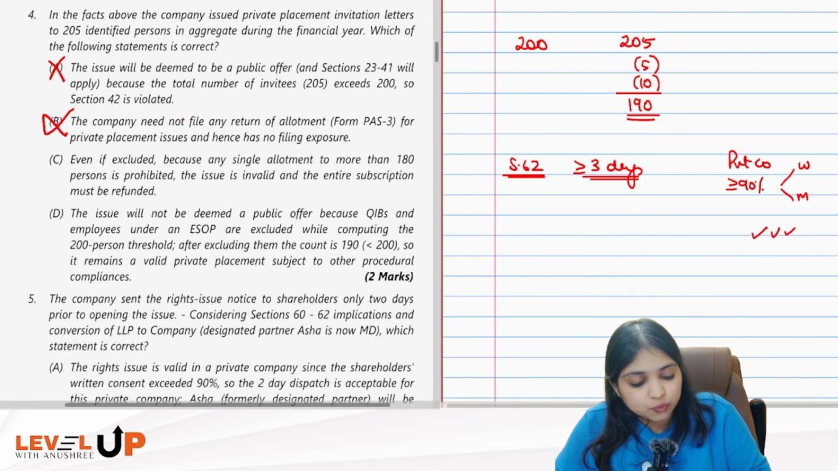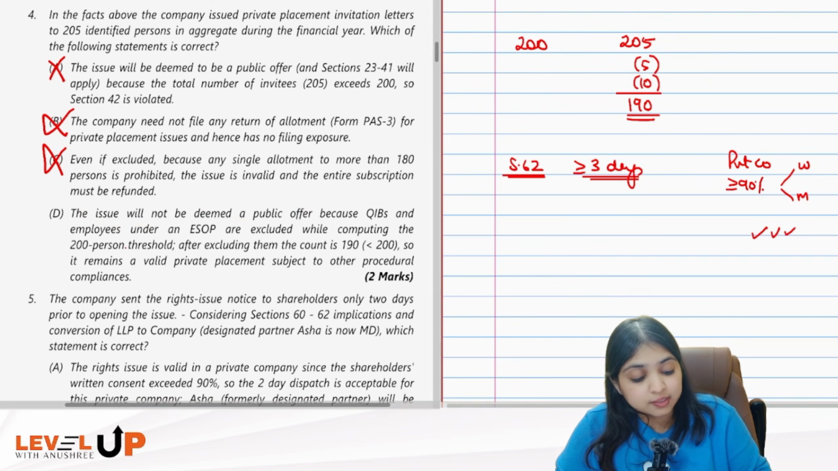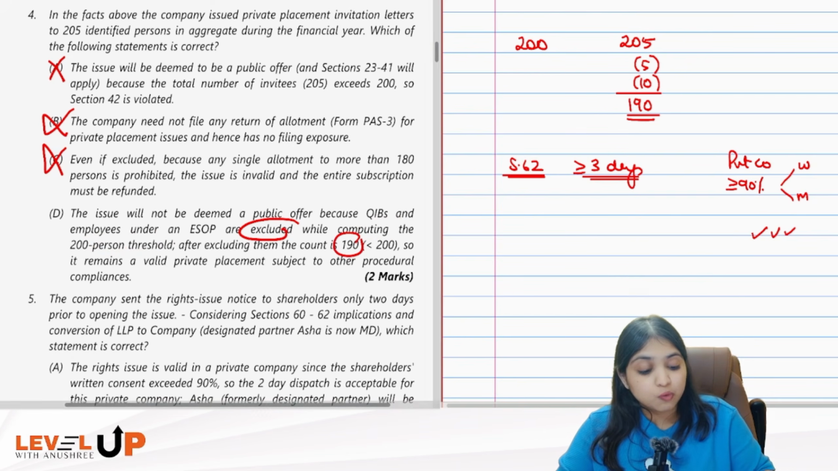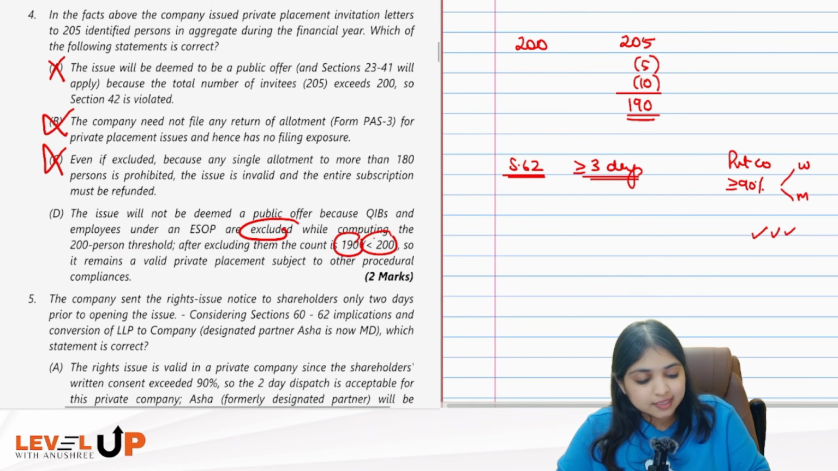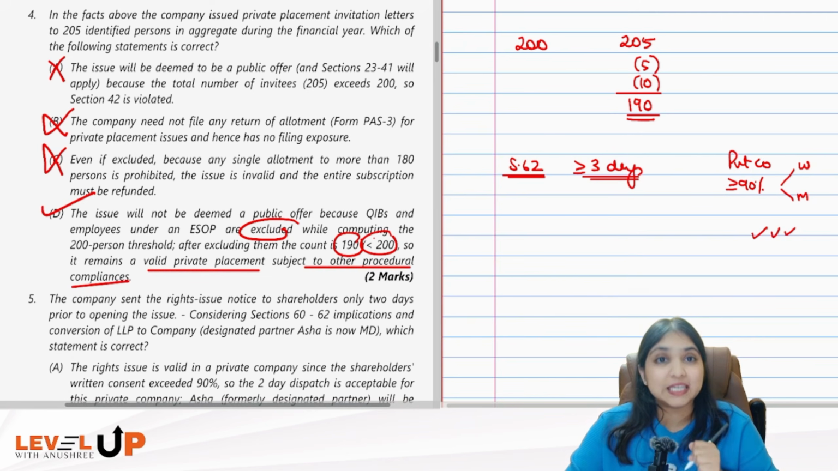Then, even if excluded, because any single allotment to more than 180 persons, that 180 number we did not have, we had the 190 number. Then the issue will not be deemed a public offer because QIBs and employees under ESOPs are excluded, correct? While computing the 200 threshold, after excluding them, the count is 190, correct? Which is less than 200. So it remains a valid private placement subject to other procedural compliances, option D.